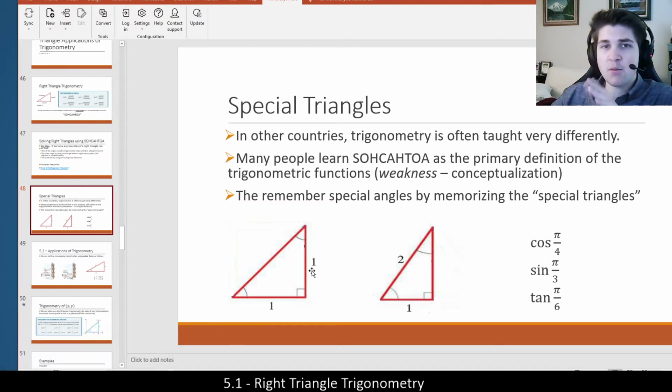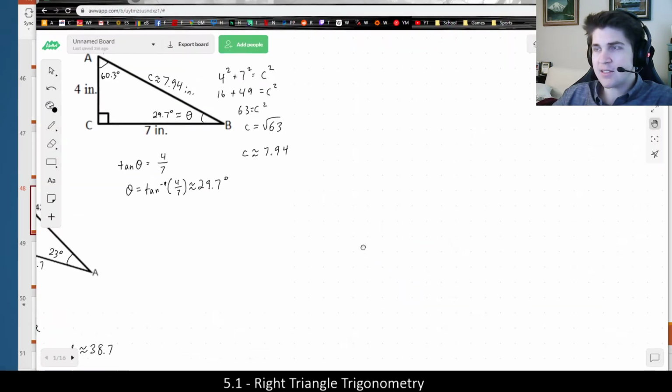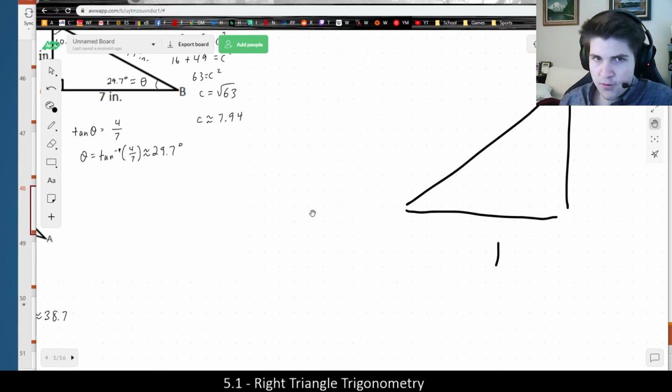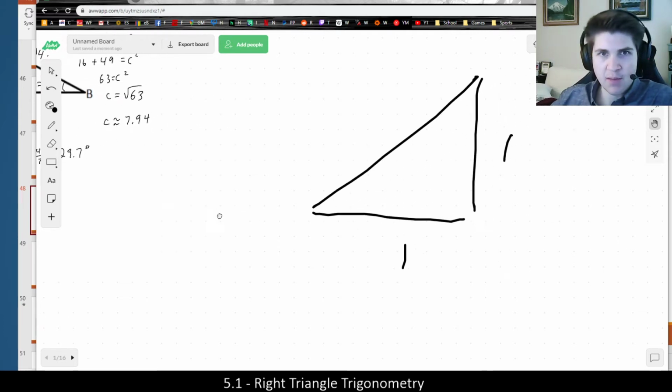Basically, if you remember these two triangles, imagine an isosceles right triangle where both legs are length 1. This would be special triangle number 1. The second special triangle has one side of length 1 and a hypotenuse of length 2. Let's look at how those triangles work and solve the remaining sides. If we memorize these basic triangles, those special angles come from these.